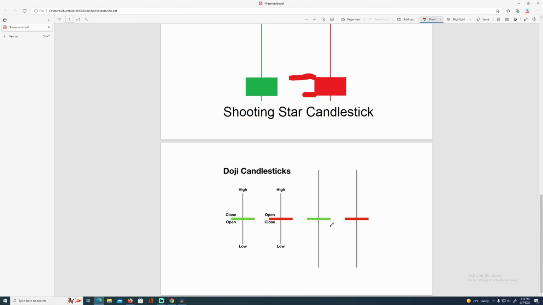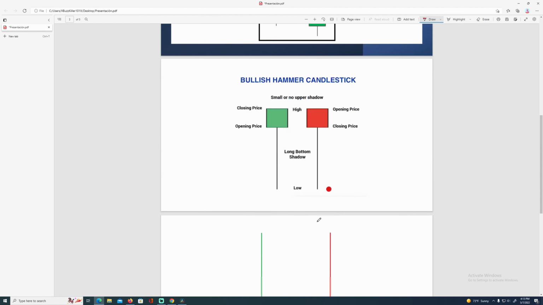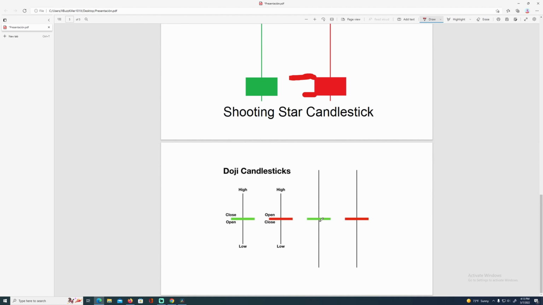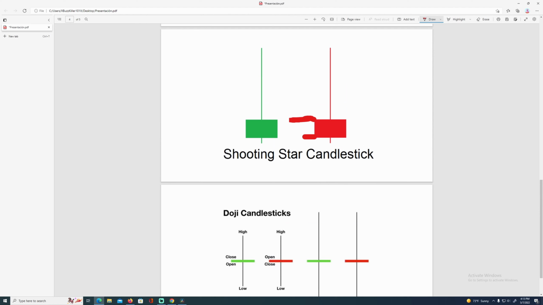Okay, it doesn't matter how big the wick is. If the close and the open are really close and there's almost no body, that is a dodgy candle, and it's going to be taken as an indecision. So those are the 4 main candles. Now we're going to try to go and spot them in TradingView.